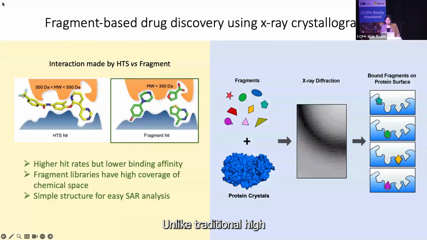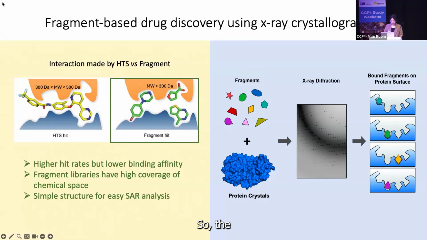Unlike traditional high throughput screening against small molecules, with a molecular weight in the range of 300 to 500 Dalton, fragment-based drug discovery works with fragments with a molecular weight below 300 Dalton. Fragments are smaller and they bind weakly to the targets. The purpose of fragment-based drug discovery is to identify fragment hits and develop them into potential drug candidates.